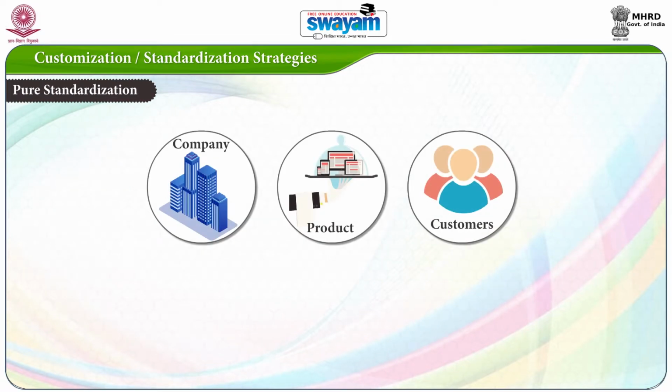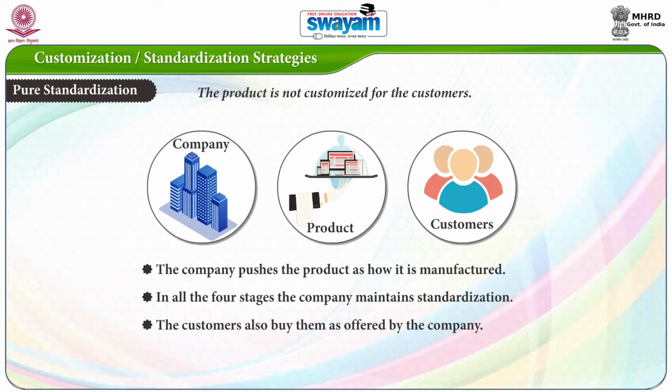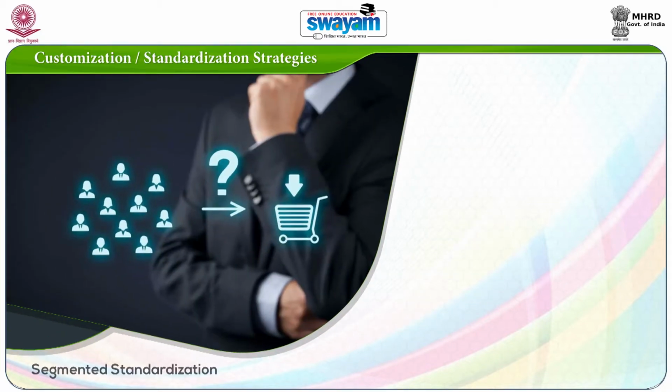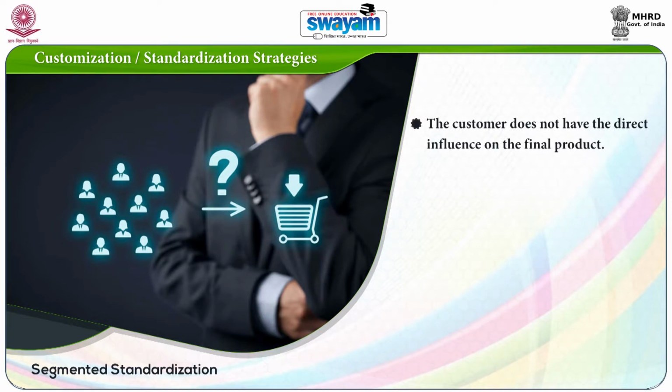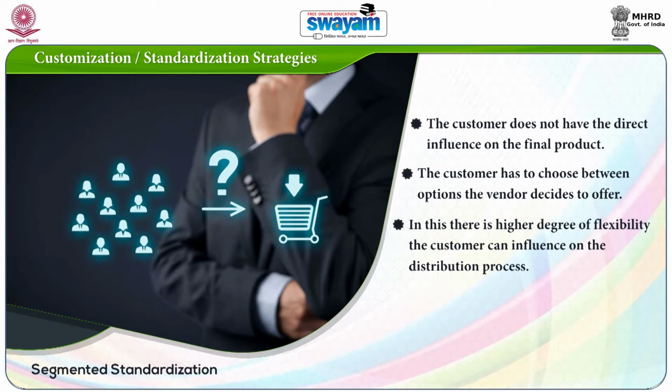So the first type is pure standardization. In pure standardization, the product is not customized for the customers. The company pushes the product as it is manufactured. In all the 4 stages, the company maintains standardization. The customer also buys them as offered by the company. The next one is segmented standardization. In segmented standardization, the customer does not have a direct influence on the final product. The customer has to choose between options the vendor decides to offer. In segmented standardization, there is a higher degree of flexibility. The customers can influence the distribution process.